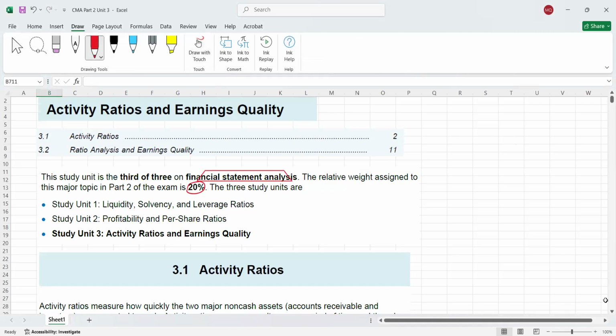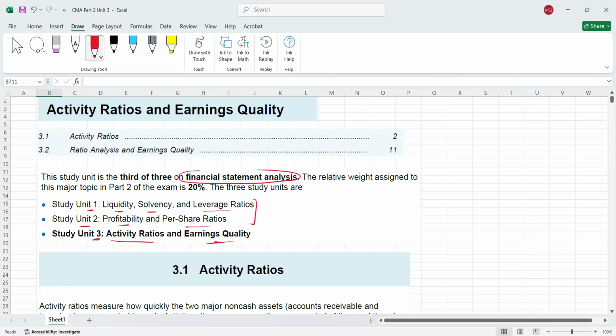So it has three units. Unit number one was about liquidity, solvency, and leverage ratios. Unit number two was about profitability and per share ratios. So these two units have already been covered. So it's unit three today, and we are talking about activity ratios and earning quality. This is again, as I told you, part of financial statement analysis, which is going to be 20% of your exam. So in this unit, I need concentration.